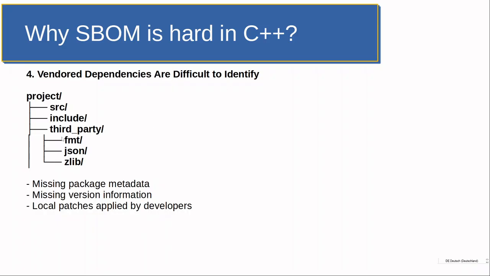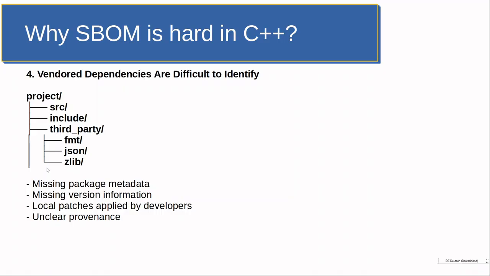So if you find a bug here, you may fix it in your project, and you don't wait for the official release of that library. And we have here an unclear provenance, so questions become difficult to answer. Which version of zlib is this? Was it modified? Is it affected by known vulnerabilities?